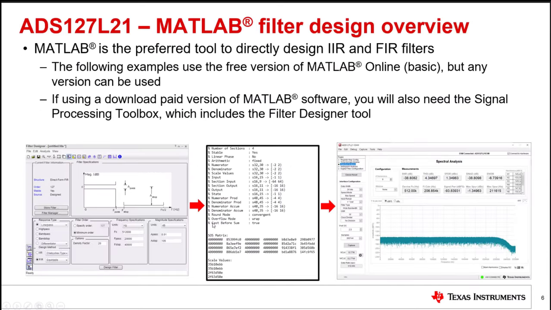So again, just as a quick overview, this is the tool that we prefer to directly use to design IIR and FIR filters. There are other available tools that you can use as well. This is the one we use at TI though, and it's the one that I'm personally familiar with. So that's what we're doing the examples with here in this video. And then also, again, I'll just restate the version that we're using is the free basic online version. So anybody should be able to get access to this tool by signing up for a free account at the MathWorks MATLAB website. You can also use, of course, the download version.